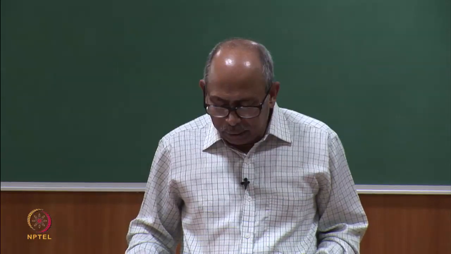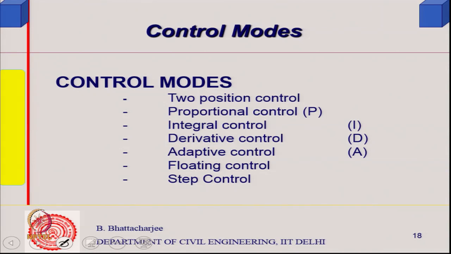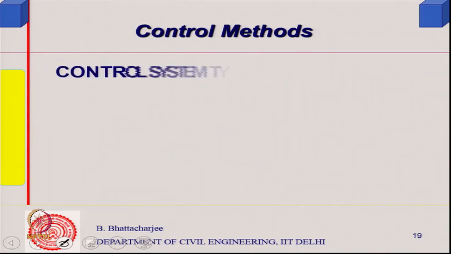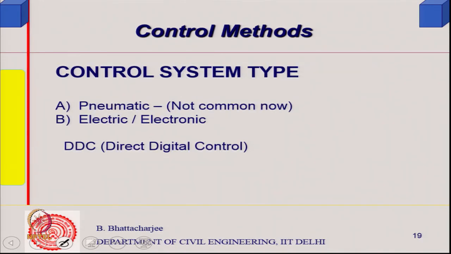And two-point control I have already talked about, proportional control, integral control I have mentioned, derivative control, adaptive control, floating control and step control; these are the other types. We have discussed some of the features of these earlier, and there are some more available. The method is pneumatic, which is not common. Today it is all direct digital control, electric or electronic. So, that is DDC, direct digital control.